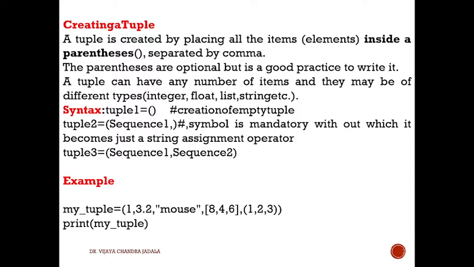tuple1 = (). This is the creation of an empty tuple. Then tuple2 = (sequence1,). The comma symbol is mandatory, without which it becomes just a string assignment. tuple3 = (sequence1, sequence2). Example: my_tuple = (1, 3.2, "mouse", 8, 4, 6, 1, 2, 3). print(my_tuple).